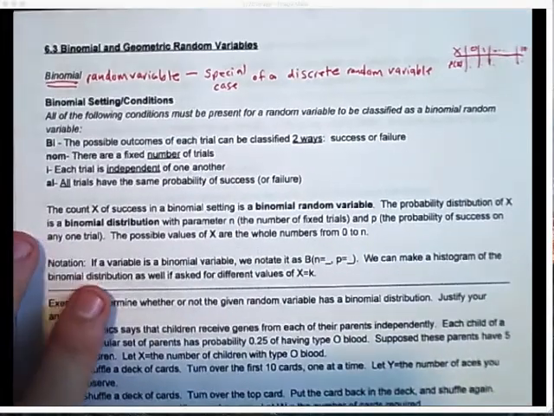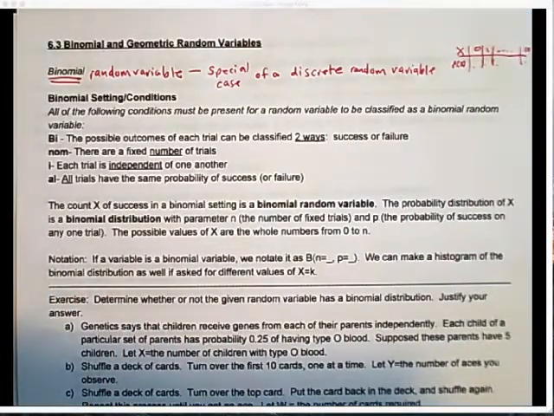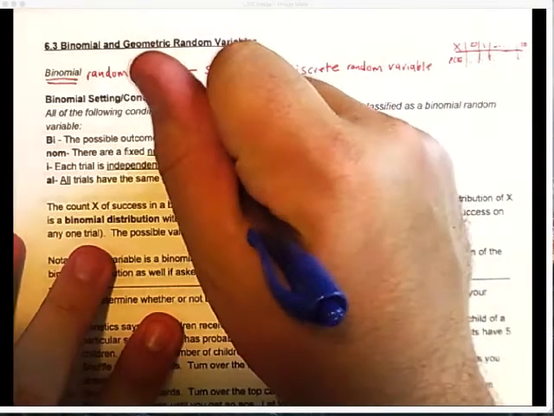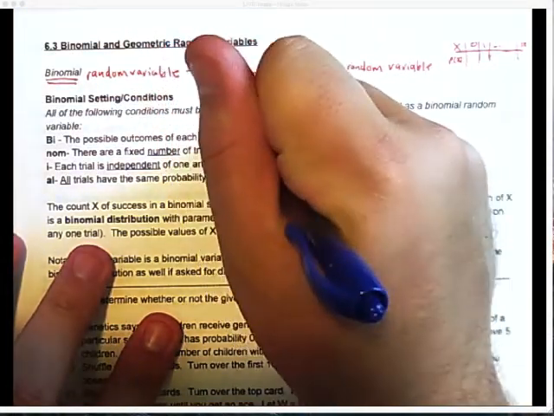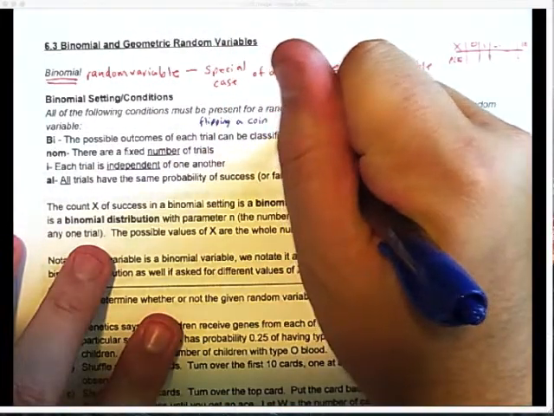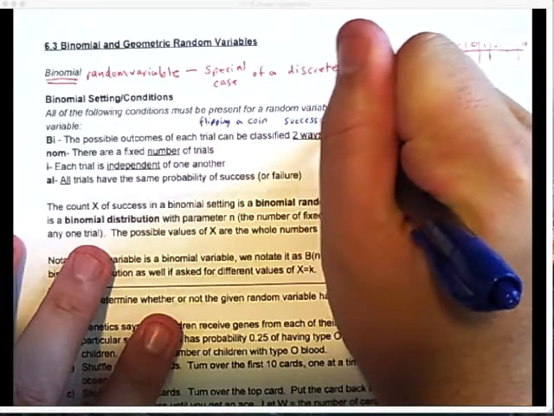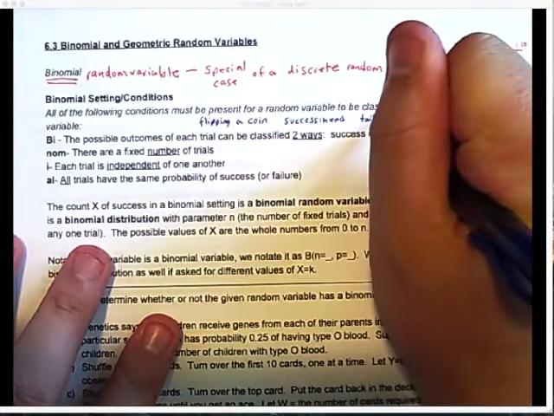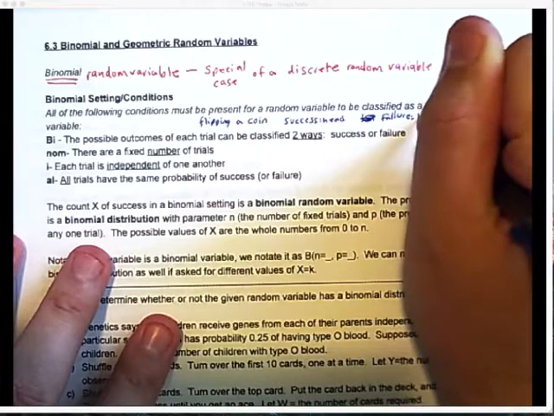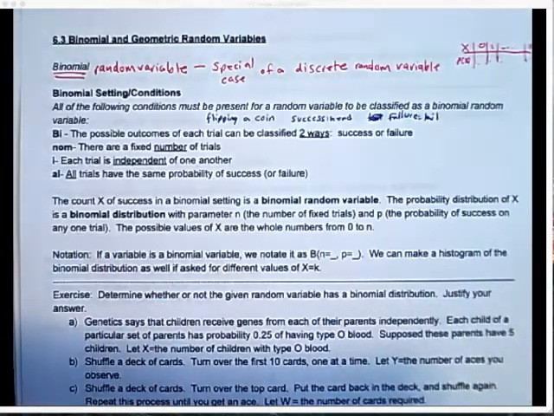Now, if a variable is a binomial variable, then it has 4 specific conditions. The way I want you to think about this is flipping a coin. Let's define success as getting a head, and failure as getting a tail. A variable is a binomial variable if it meets these 4 very specific conditions.